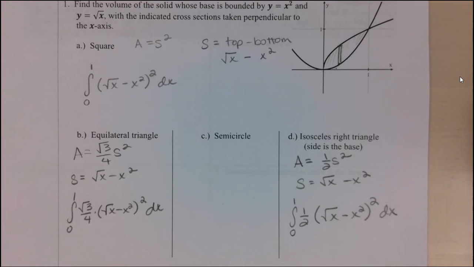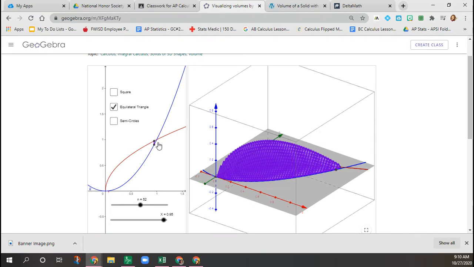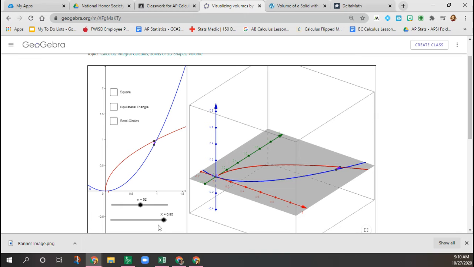All right, finally, let's look at the semicircle. And I will go back and show us what that would look like. Let's turn off the triangles. Let me make this lower. And let's put in a semicircle.